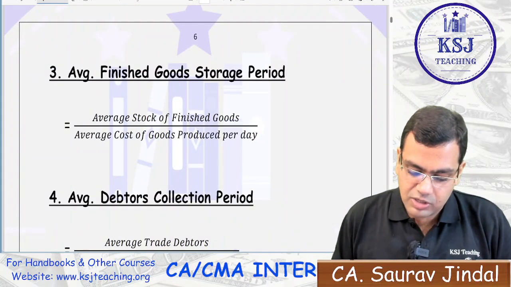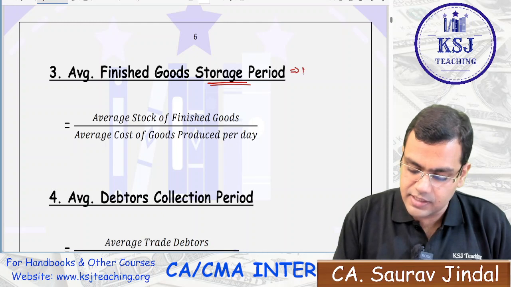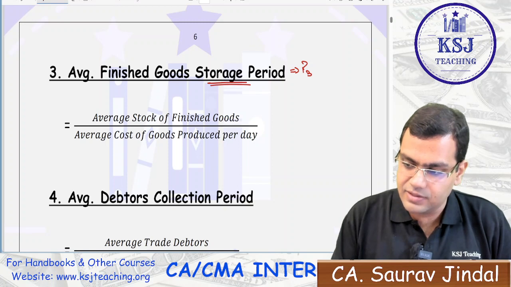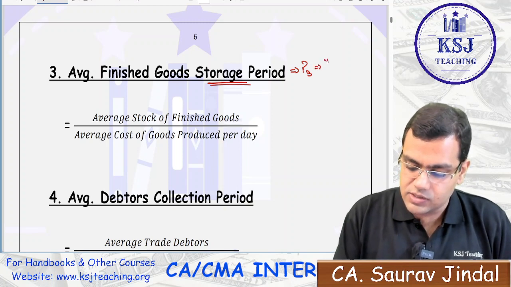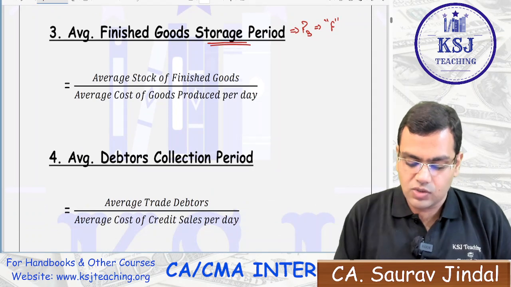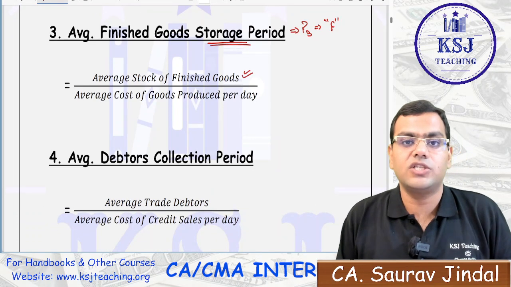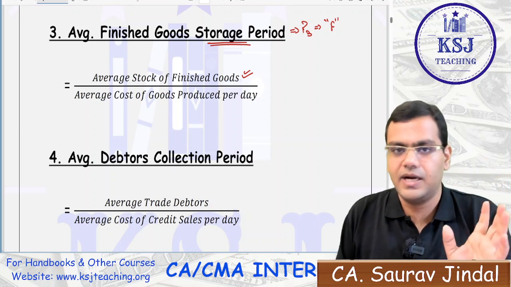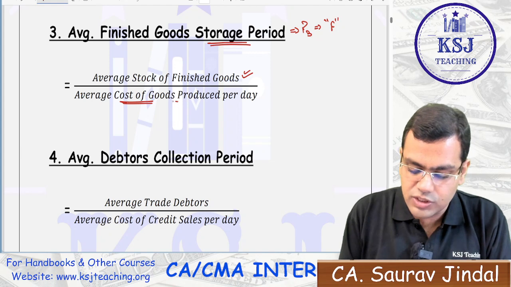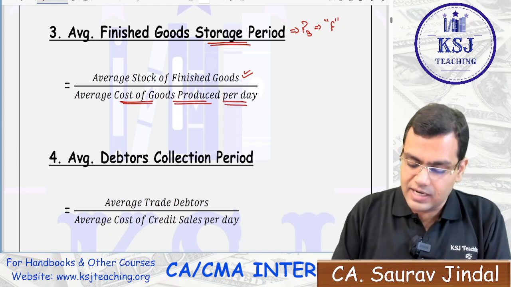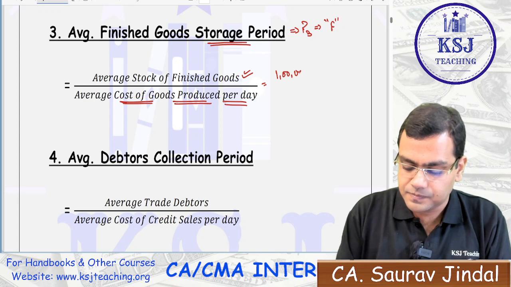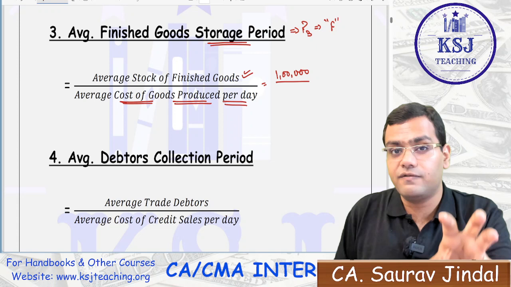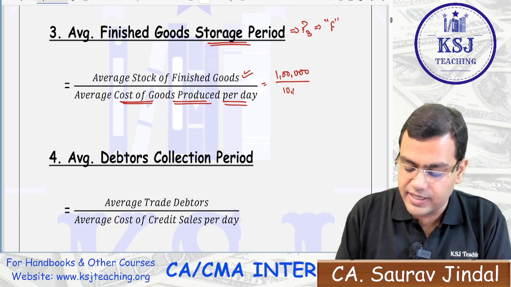After that, if you talk about the finished goods storage period, that is represented by P3, or we call it also F, right? That is, on an average, what is the stock of finished goods lying in your store? Sir, there are goods worth 1 lakh rupees lying in the godown, and on an average in one day, you are manufacturing 10,000 worth of goods.